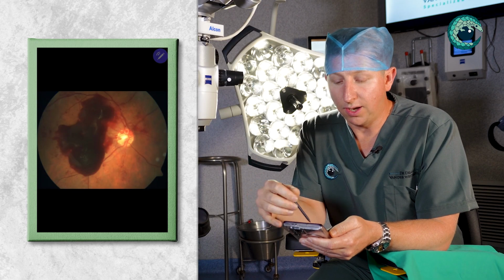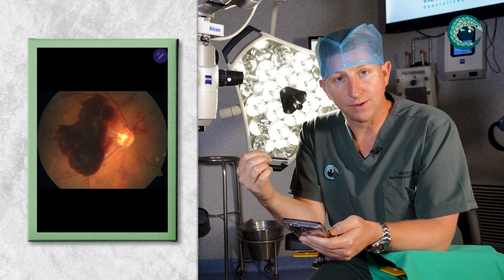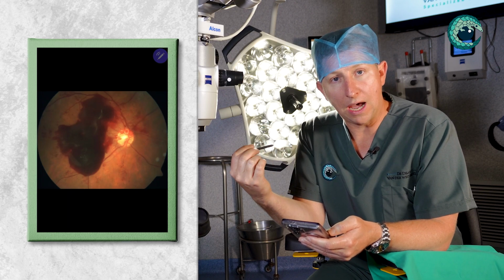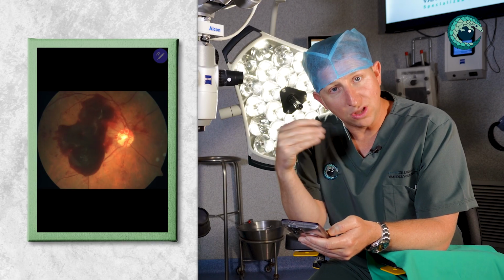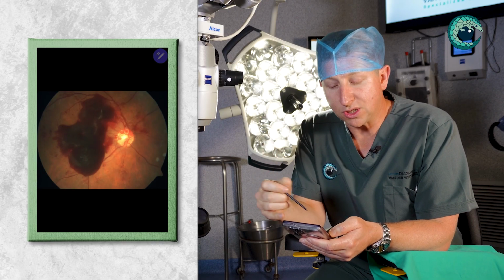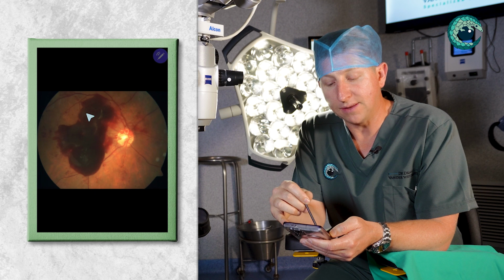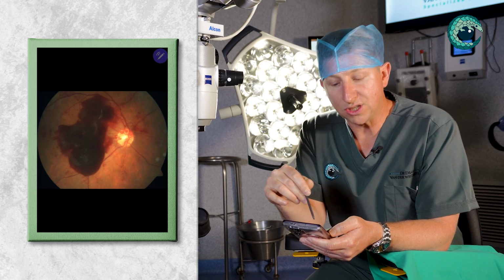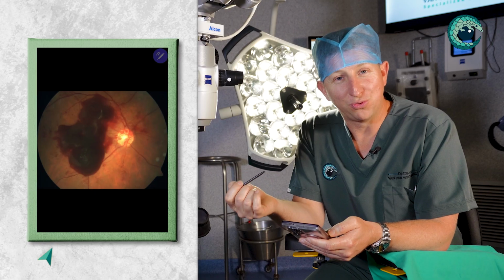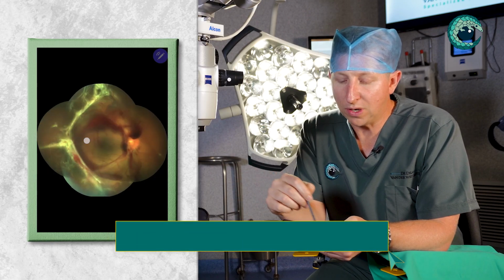Another indication is a subhyaloid hemorrhage or premacular subhyaloid hemorrhage. This is a large area of blood. It hasn't bled into the gel, it's bled just below the gel, and this blood is sitting up against the macula. So one again would need to go into the eye, remove the gel, remove this blood, and then perform laser. So what does laser look like?